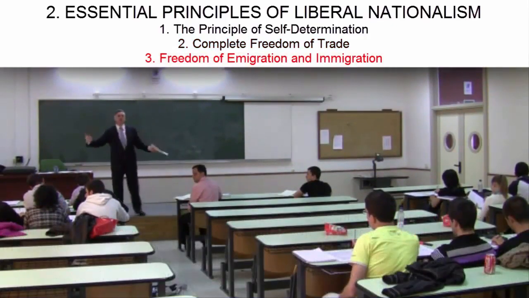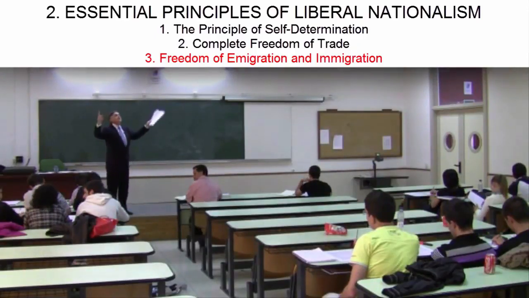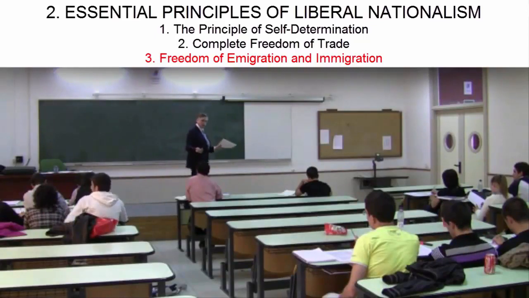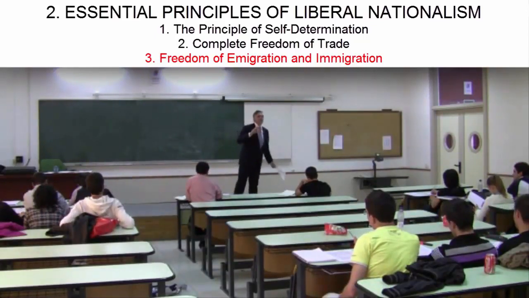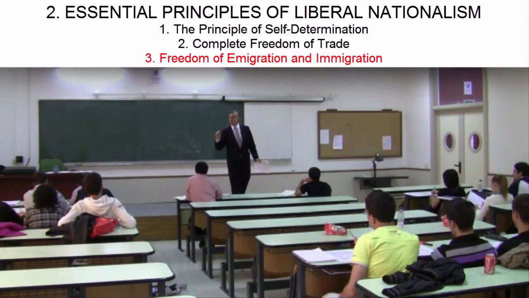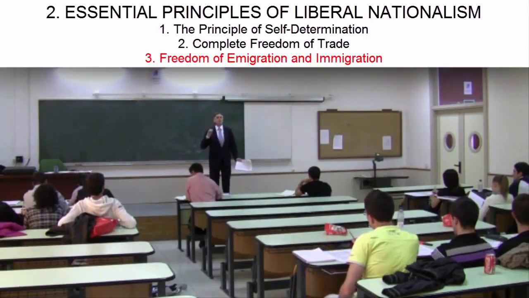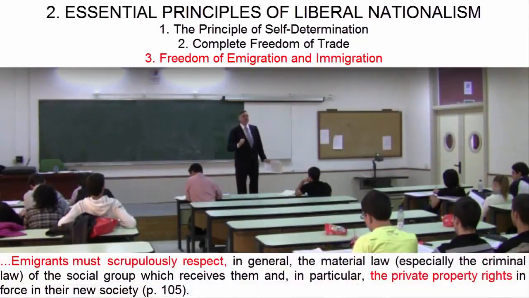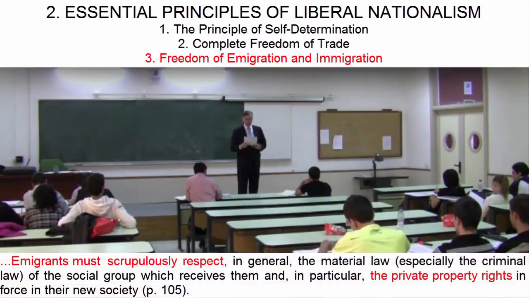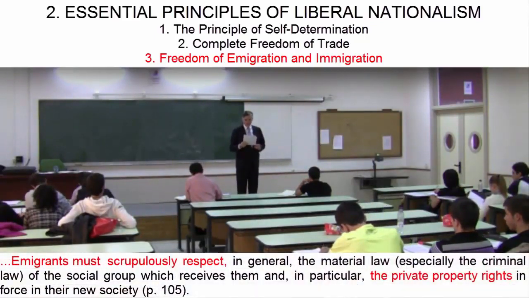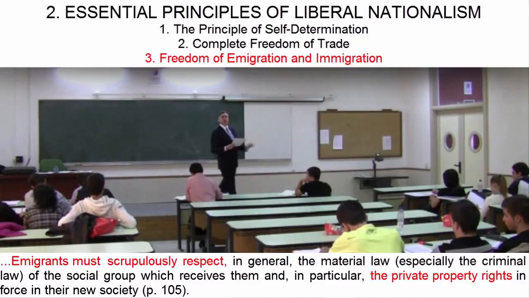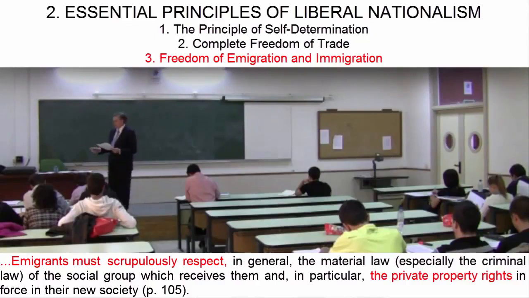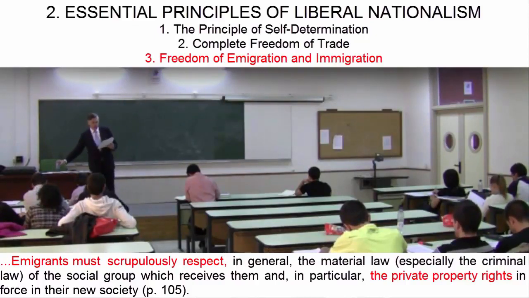The third principle of liberal nationalism is the principle of freedom of emigration and immigration, that is, the free circulation of people. But what do we mean by the free circulation of people or human beings? Does that mean I have the right to go wherever I want? Think about it. Imagine this is your house, and there is freedom of emigration and immigration, and I enter your house, or I go wherever I want. I kick the door in and settle in your living room. Is that okay or not?